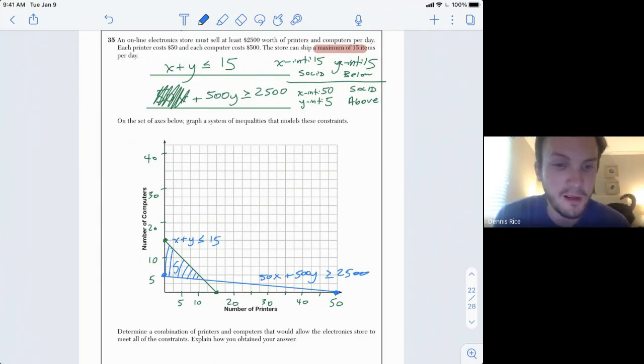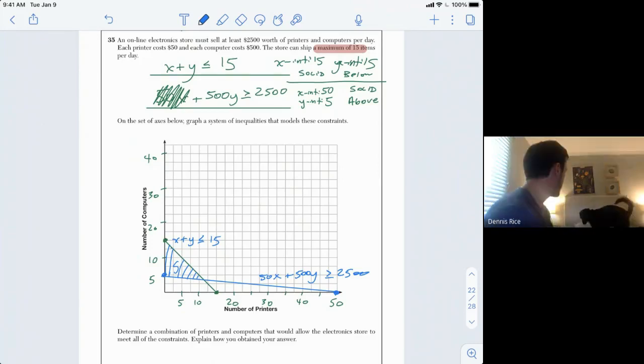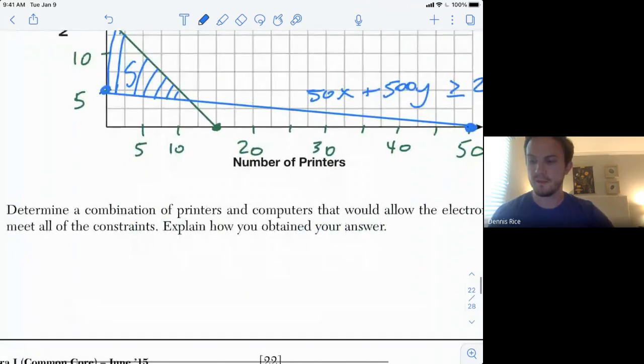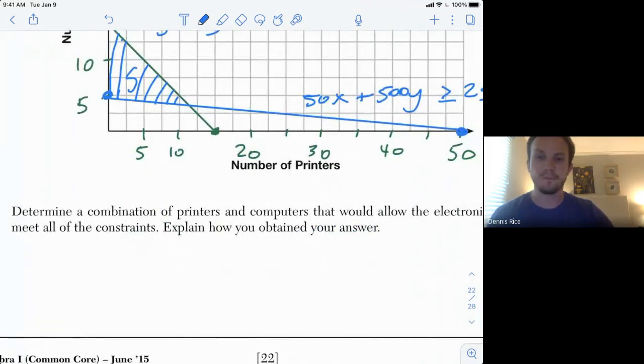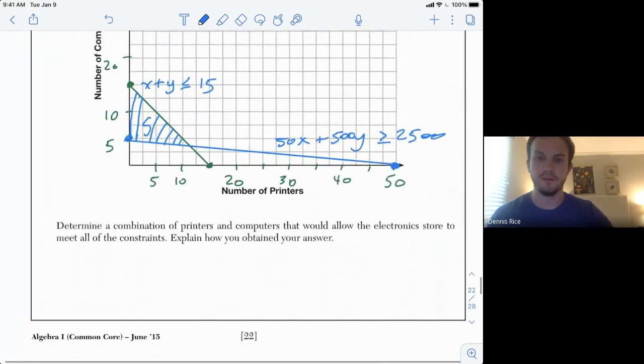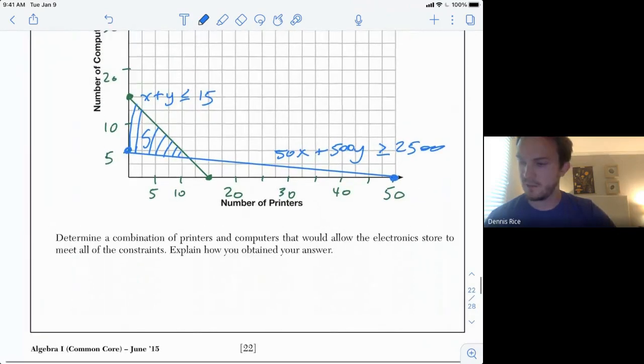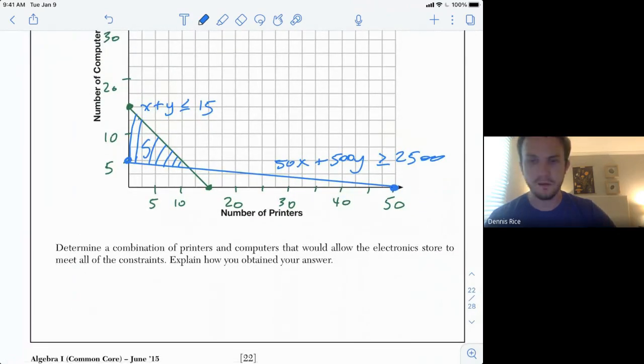All right, determine a combination of printers and computers that would allow the electronic store to reach their goal. Explain how you obtained your answer. So can anyone give me a possible combination? How many printers and how many computers? 10 computers and 5 printers.